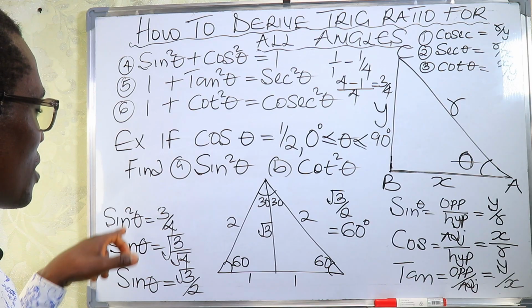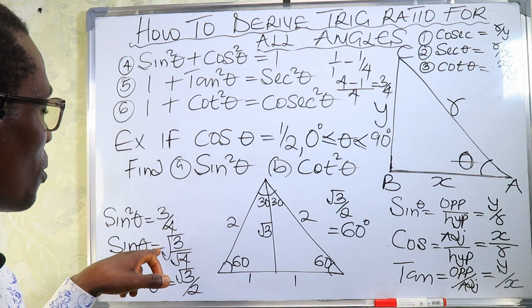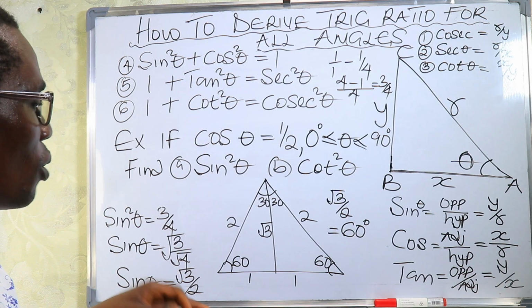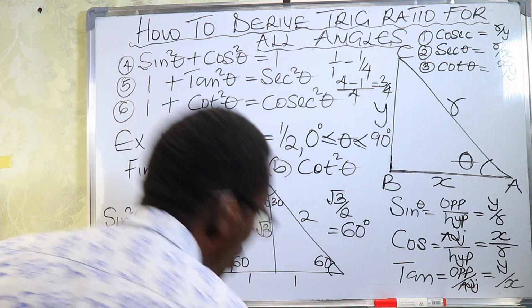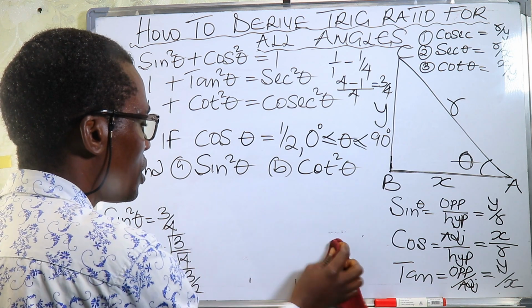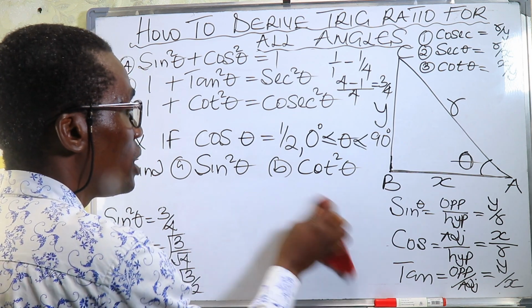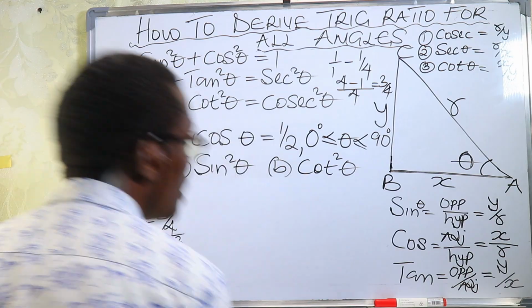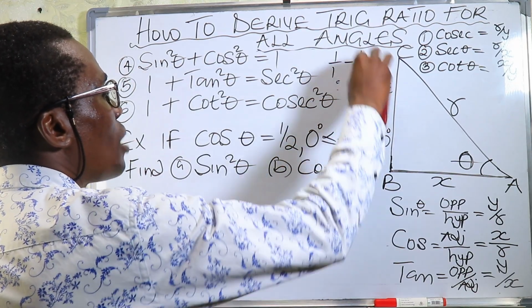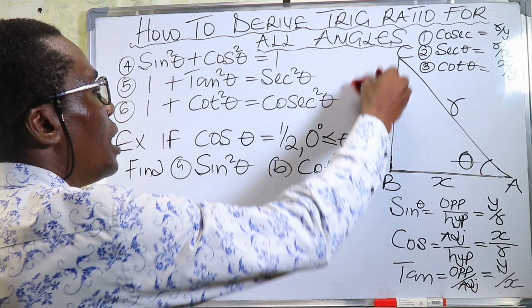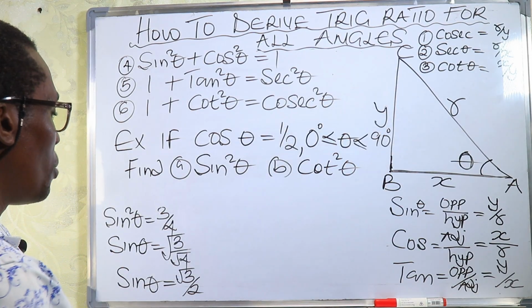So that means if sine square theta na 3 over 4, that means say sine theta na root 3 over 2. Now if you dey follow me, that shows say our answer dey correct, because they say our answer must be between the range of 0 degree and what? And 90 degree. So the first answer we don't get na wetin?